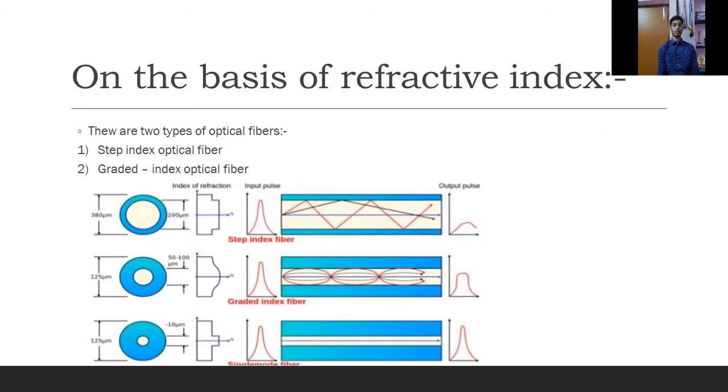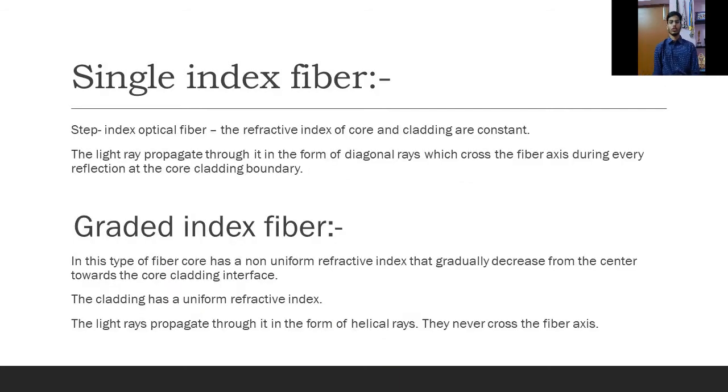So now coming to the topic on the basis of refractive index. There are two types of optical fibers. Here are the step index optical fiber and the graded index optical fiber. Now the step index optical fiber. Here the refractive index of the core and the cladding are constant. The light ray propagates through it in the form of diagonal rays which cross the fiber axis during every reflection at the core cladding boundary.